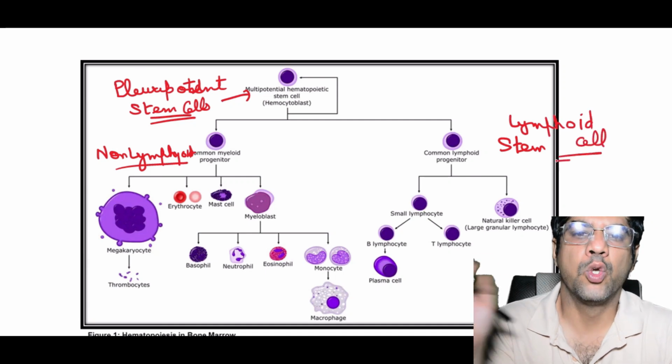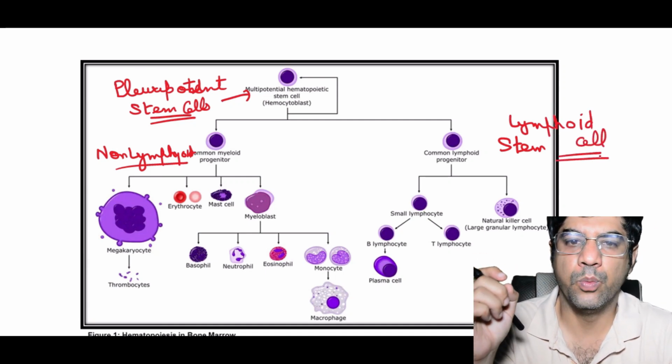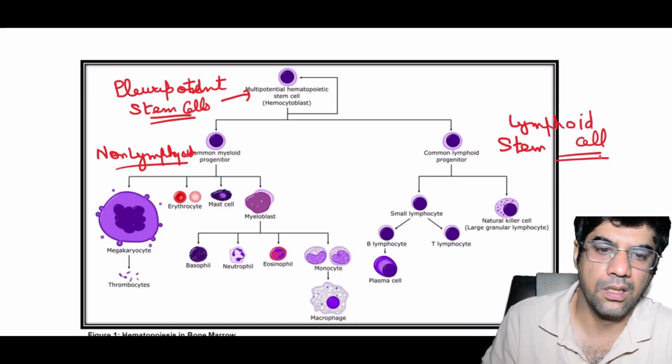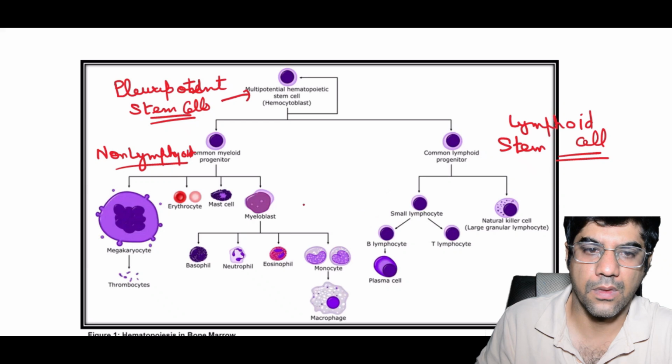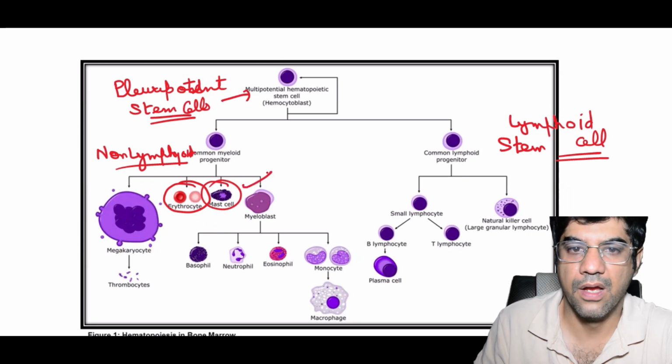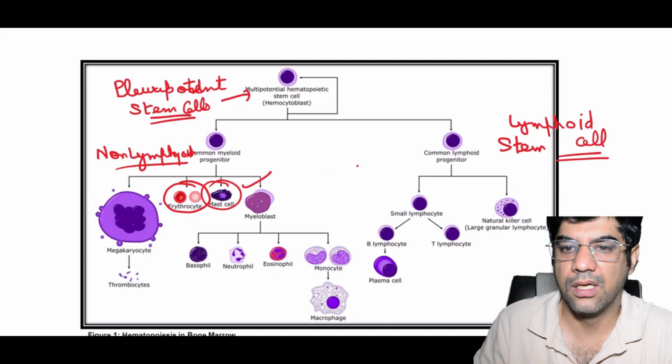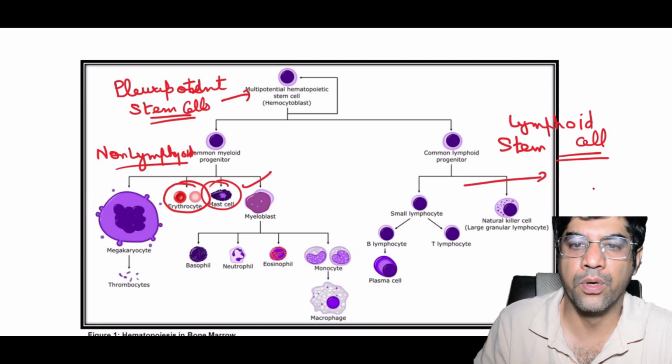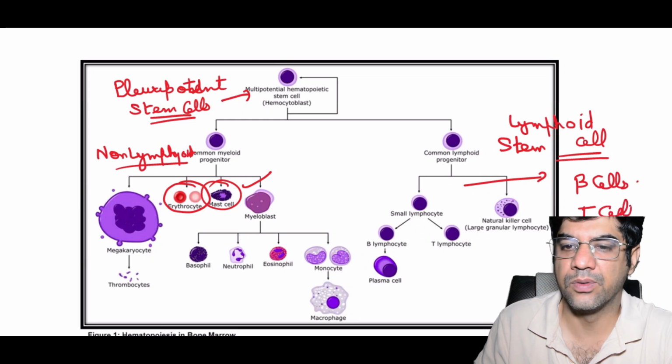Now remember that the non-lymphoid cells differentiate in bone marrow and form the red blood cells, granulocytes, a type of WBC, monocytes and macrophages. Whereas the lymphoid cells can differentiate in bone marrow and migrate to lymphoid tissue to form B cells, T cells and natural killer cells.